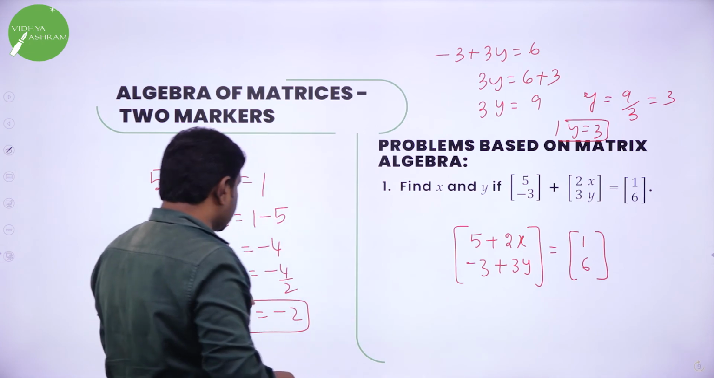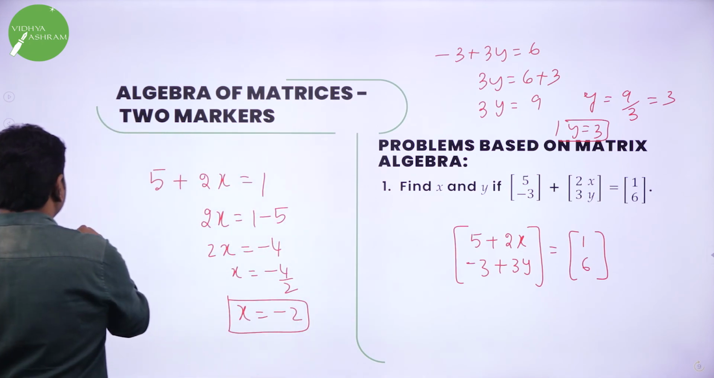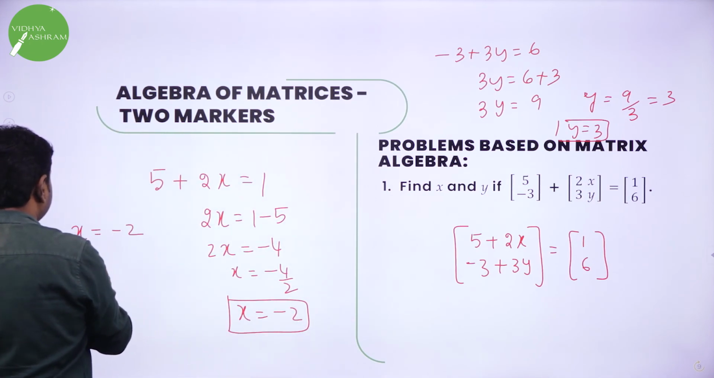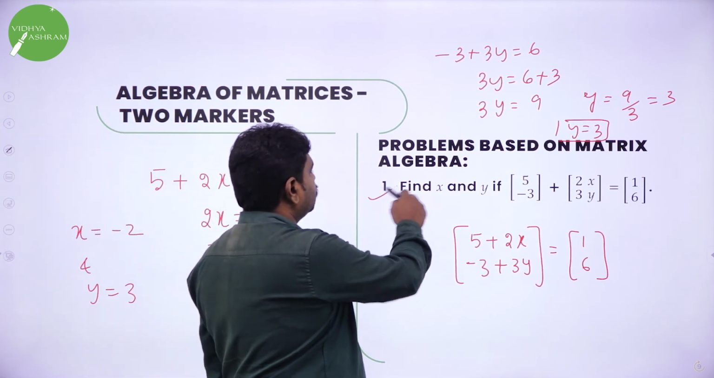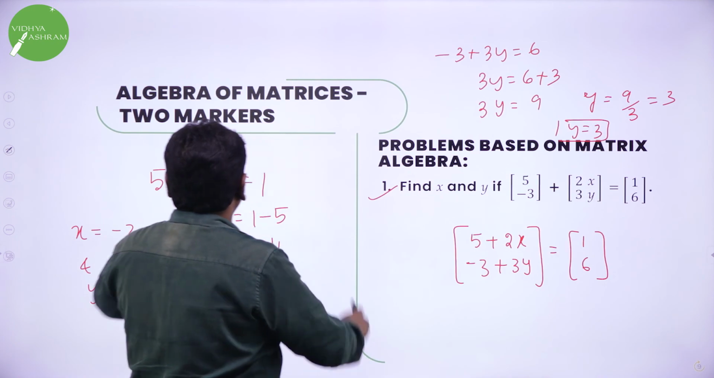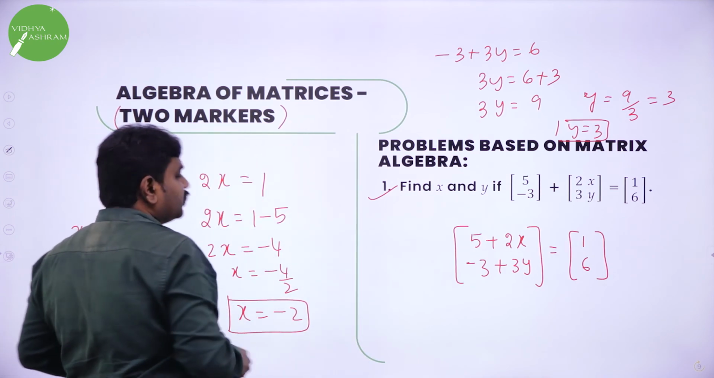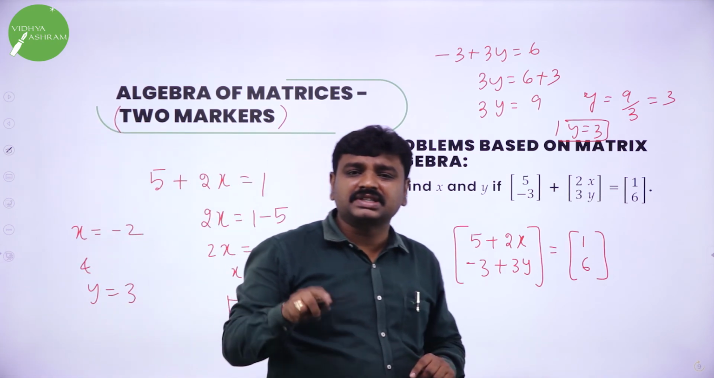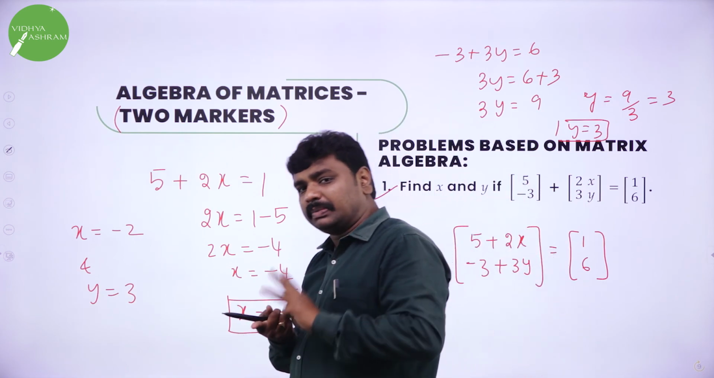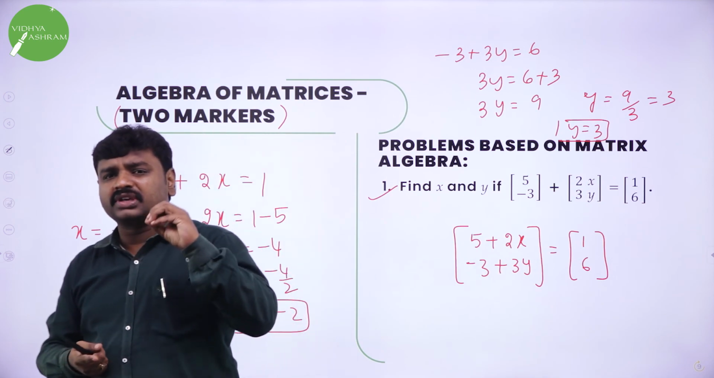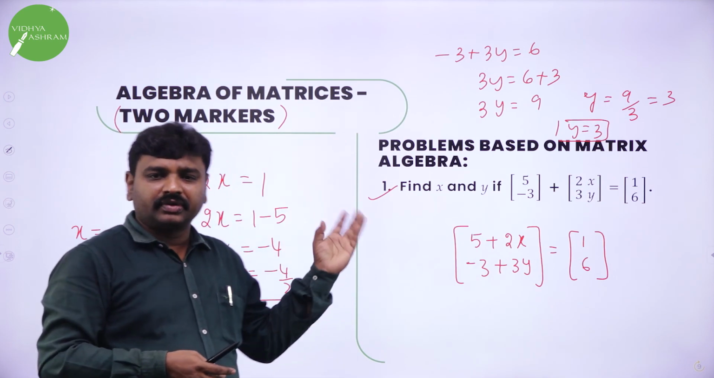So now you got x. x is minus 2, y is 3. x minus 2 and y 3. So I wanted x and y, we got x and y. So now these are all 2 markers. There are also problems based on what? Matrix algebra. Algebra means what? Maybe addition, subtraction, multiplication, scalar multiplication, including some transpose also we have done.